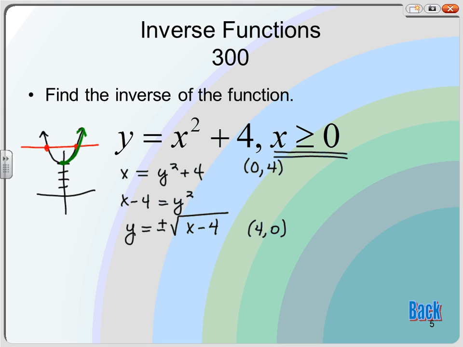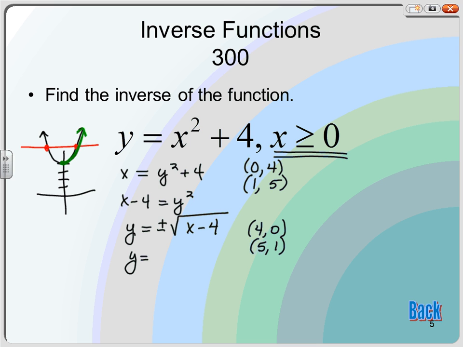Otherwise, they're not inverses. So if I plug in 4, that's how I get 0. That doesn't really tell us much, is the plus or minus. Let's try another point. Let's say I plug in a 1. If I plug in 1 on the original, 1 squared plus 4 is 5. So now when I plug in 5, I should get 1 out. When I plug in 5, I get 2, because I get plus or minus 1.